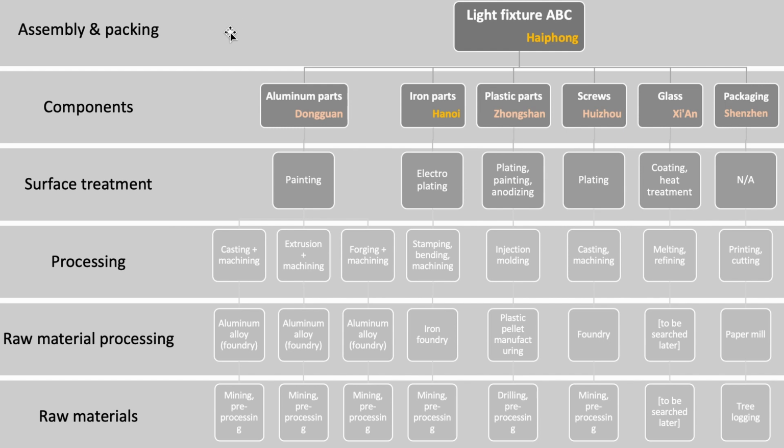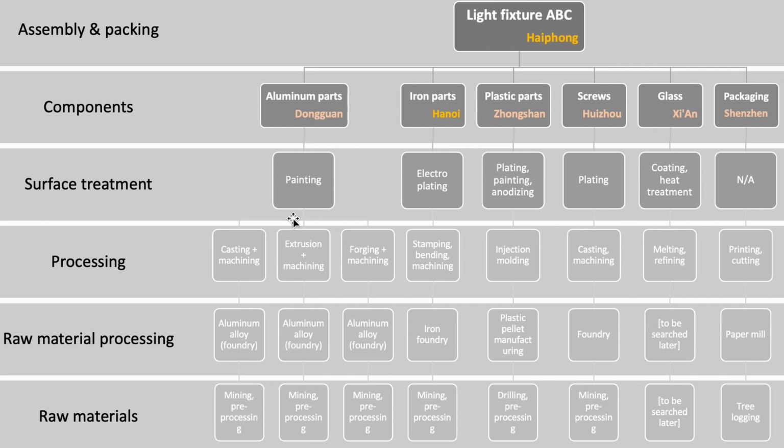This is a simple way that we found pretty useful to think of the supply chain. So this fixture has some parts in aluminum, iron, plastic, some screws, some pieces of glass, and some packaging. It's a little bit simplified, but these are really the main components. It's useful to think also of the surface treatment, because this is often done in a separate place.